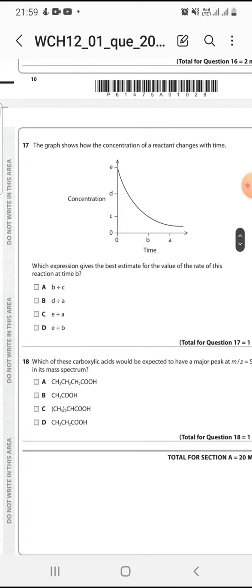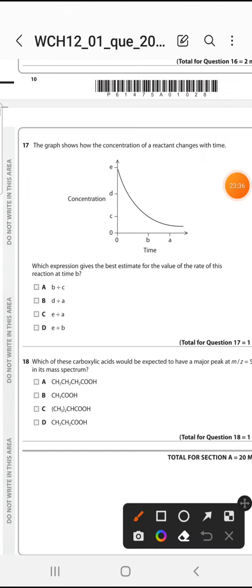Question number 17. You can see the graph shows how the concentration of a reactant changes with time. Which expression gives the best estimate for the value of the rate of this reaction at time B? That means they are asking for the instantaneous reaction rate, not the average one. So we have to draw a tangent at B, get the gradient and draw it. I'm going to find some difficulty drawing that. You guys know how to draw a tangent better than me.